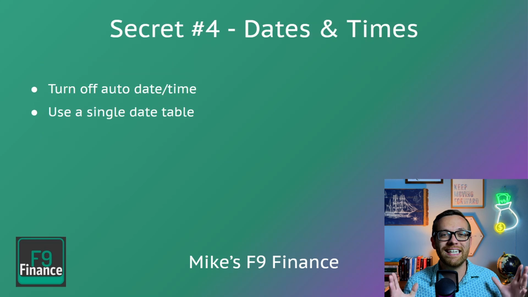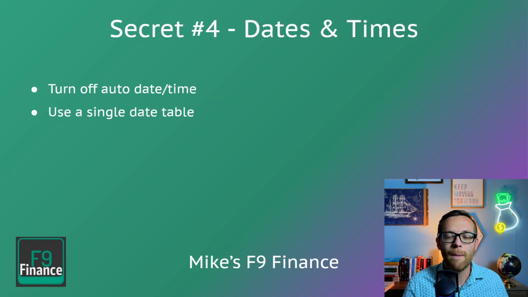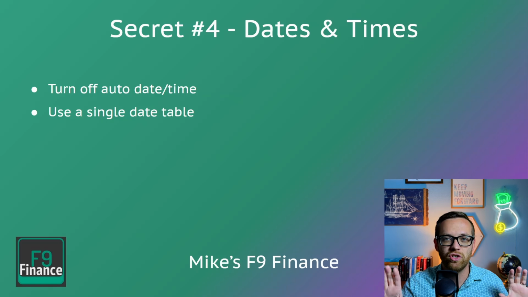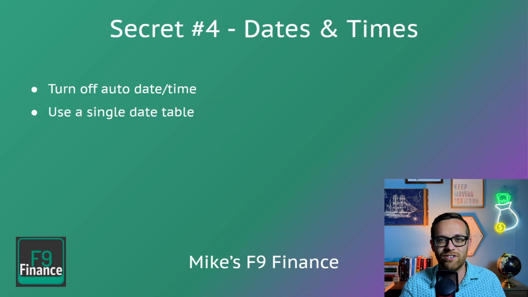Secret number 4, dates and times. Power BI will automatically build in date and time calculations if you're using these functions, but you don't want to let it if you want it to run fast. If you want it to run fast, you want to create a date table in your Star Schema. You can do this easily using Power Query. You want to create a date table in your Star Schema, use that as a dimension, and then reference that dimension. Don't let it do it automatically because that's just adding complexity and calculations that you don't need.